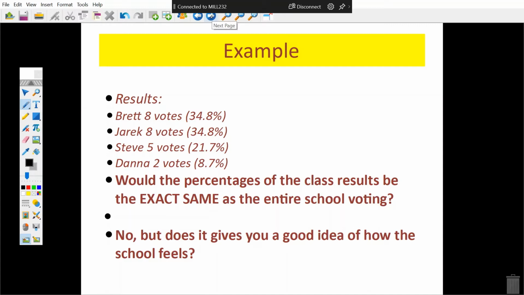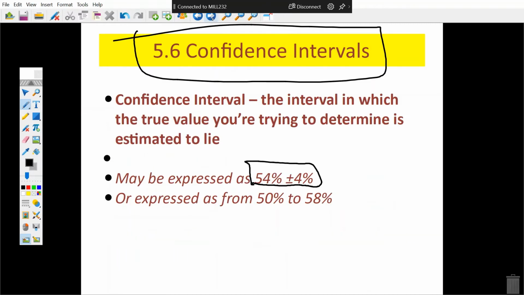Would the percentages of the class results be the exact same as the entire school voting? No, right? We can't guarantee that the results of this sample size would match the school as a whole, but it does give you a bit of an idea of how the school feels, okay?